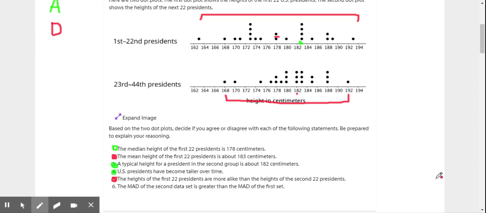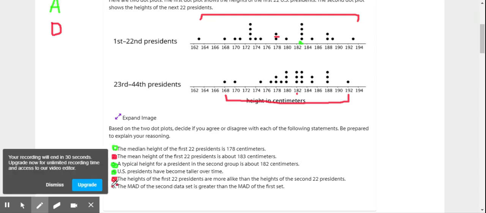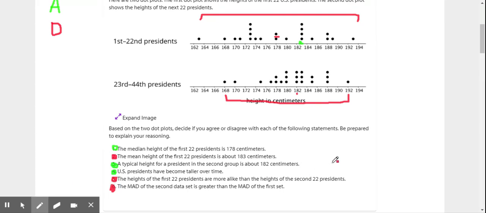Lastly, it says the MAD of the second data set is greater than the MAD of the first. Remember, the greater the MAD means more variability. Well, this one's not going to have a lot of variability compared with this one. So I will disagree with number 6 because that one doesn't work with the data.